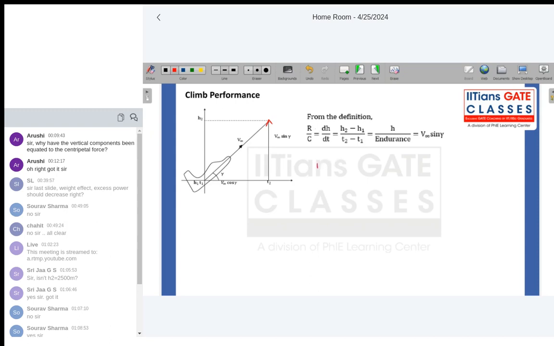So already we know that rate of climb is nothing but power available minus power required divided by weight. So power available minus power required can be called excess power. So excess power divided by weight is called the rate of climb.